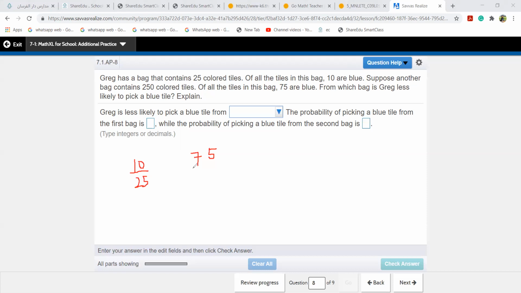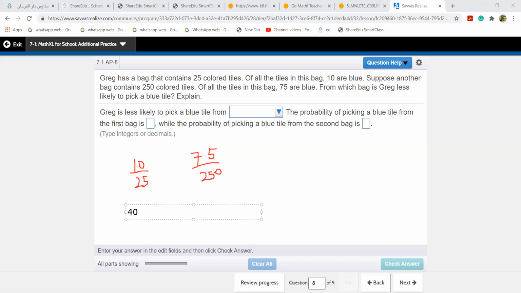Did you understand this, girls? You have two bags. You have 10 blue tiles out of 25 or 75 out of 250. From which bag is Greg less likely to pick blue? Now come, girls, do it and tell me. 10 divided by 25 is 0.4. You get 40%. You divide and multiply by 100. 75 divided by 250 is 0.3. Multiply by 100, you get 30.